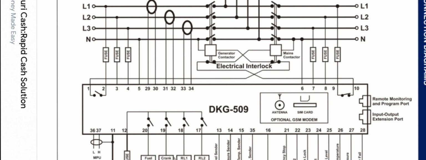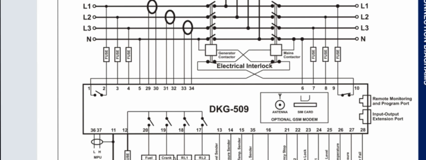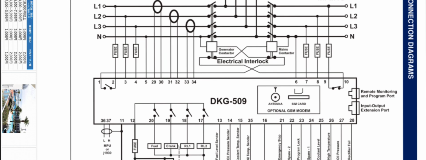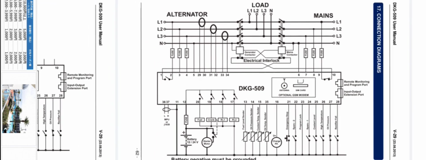This is the same scenario as the alternator and the main, but on one side we have normally open contacts and on the other side we have normally closed contacts through the main side. We have three phases and one neutral, and the main contactor is controlled by one phase of the main and also uses the neutral with this controller. This is the complete wiring diagram of this controller.